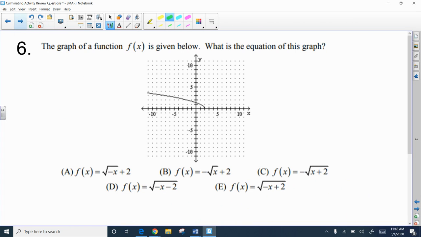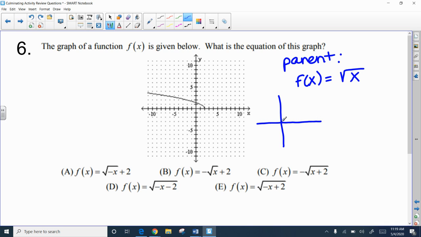All right, number 6, talking about some transformations. The graph of a function f of x is given below. What is the equation of the graph? All right, so the thing we have to know here is we have to recognize the parent function. We can kind of tell the parent function by looking at the choices. The parent function is going to be f of x equals square root of x. And usually the graph for that starts at 0, 0 and points to the right, like this. So I have to see what transformations are taking place and then match it up with the function.